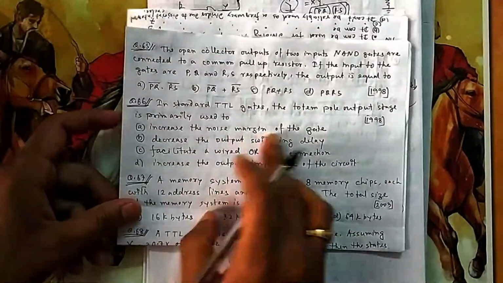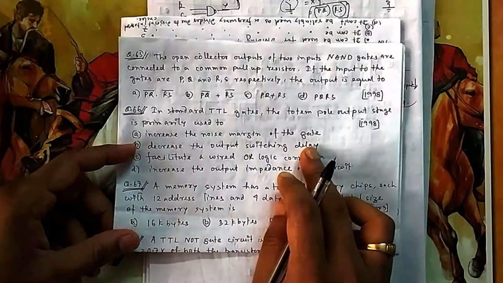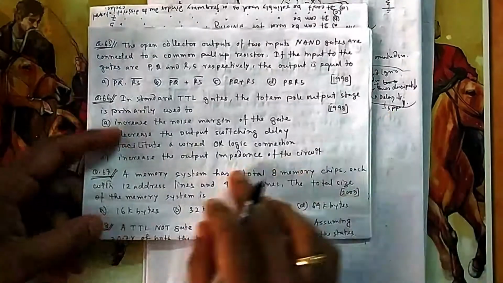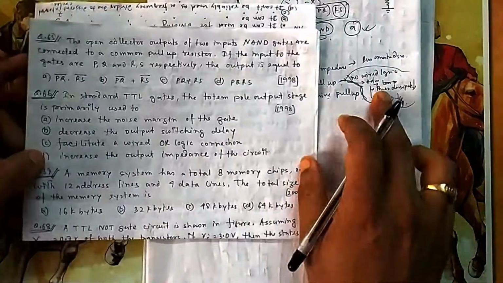So see which option is for the totem pole. Increase the noise margin, no. Decrease the output switching delay: this one, delay is decreasing, so its speed is high. Facilitate wired logic: there is no wired logic in totem pole. So it is option B, you can see.